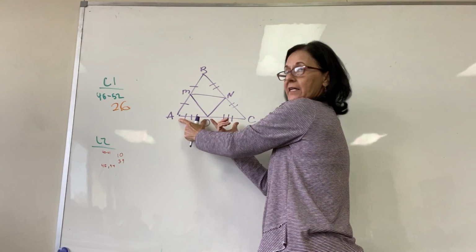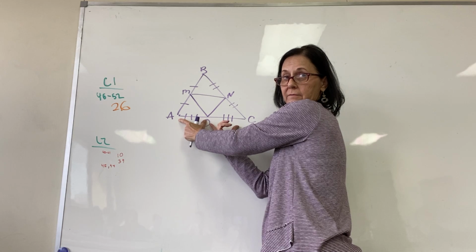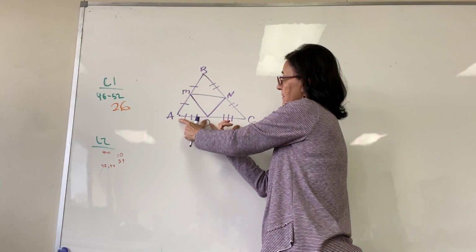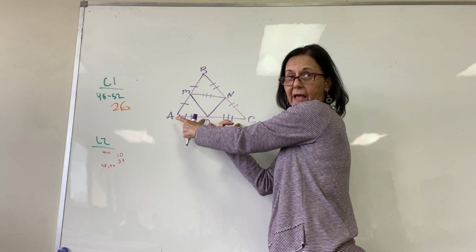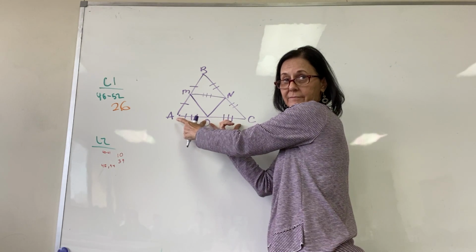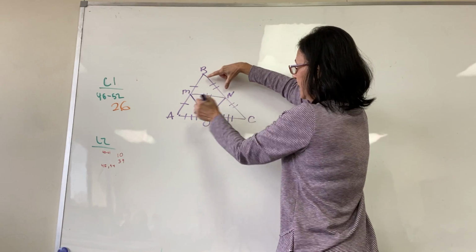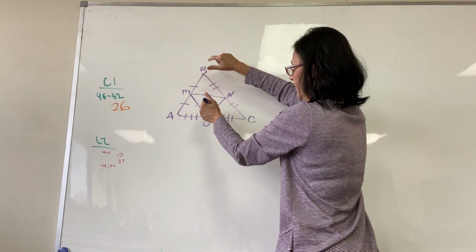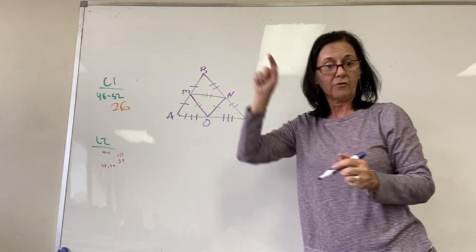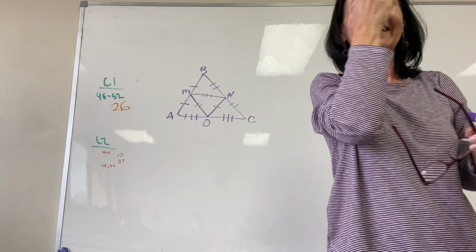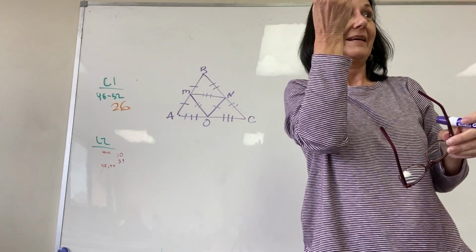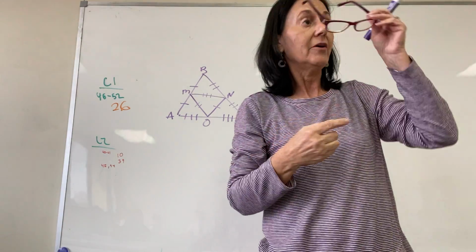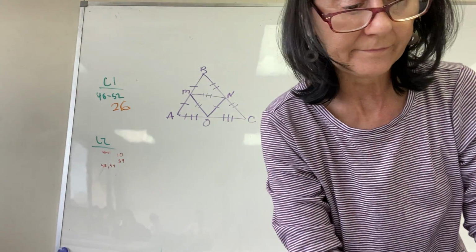This is 3 tick marks and 3 tick marks. So MN has to be 3, because that would be half of it, right? Make sense? Same here. This would be 2. Same here. This would be 1. So they are congruent by side, side, side. Right? Make sense?